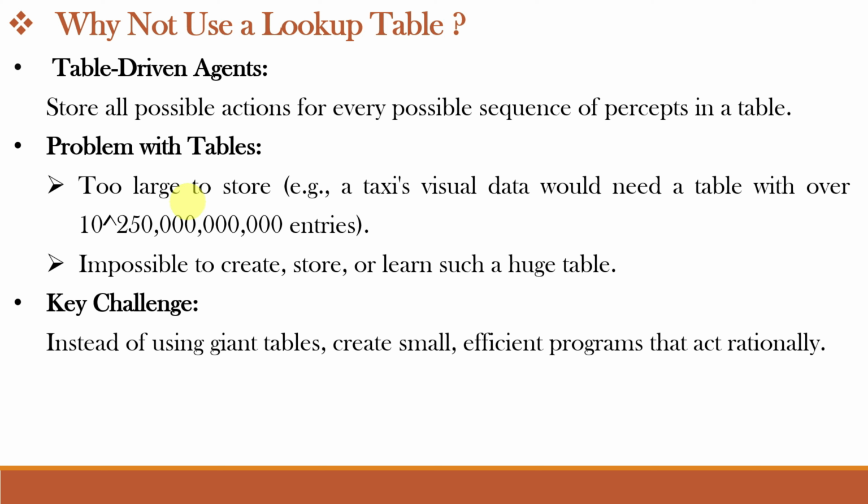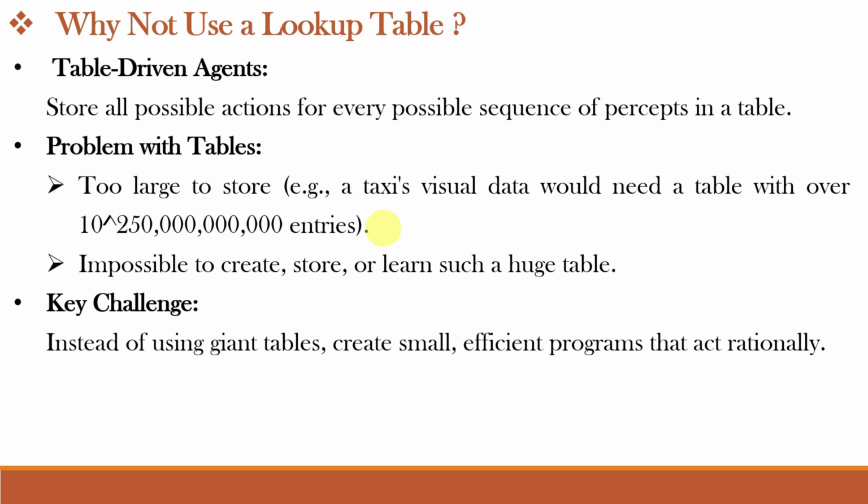For example, consider the automated taxi. The visual input from a single camera comes at a rate of roughly 27 megabytes per second. How? See, 30 frames per second into 640 into 480 pixels into 24 bits of color information. This gives 27 MB of information. So this gives the lookup table with over 10 raised to the power of 250 billion entries for 1 hour's driving information. And this is very large.